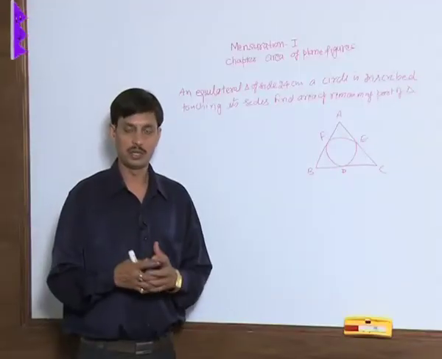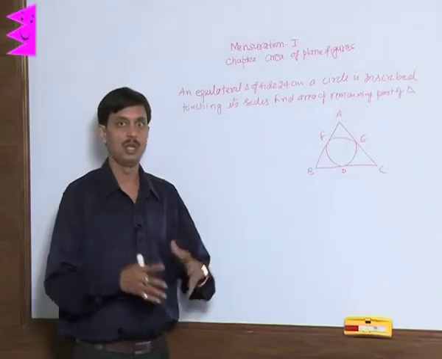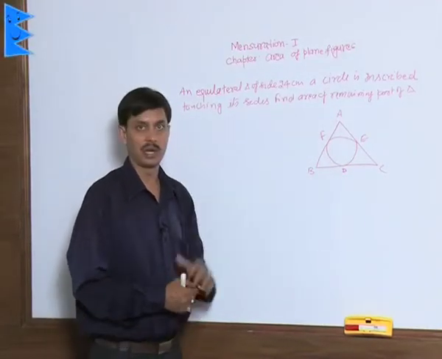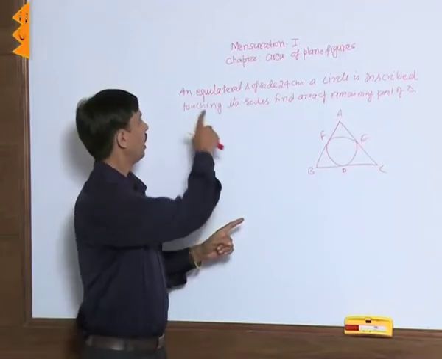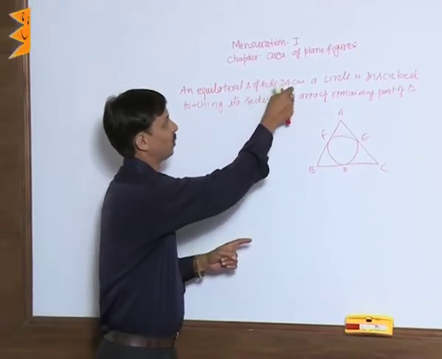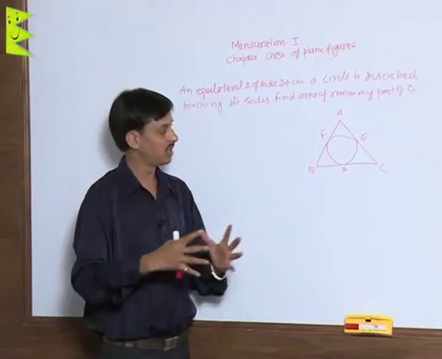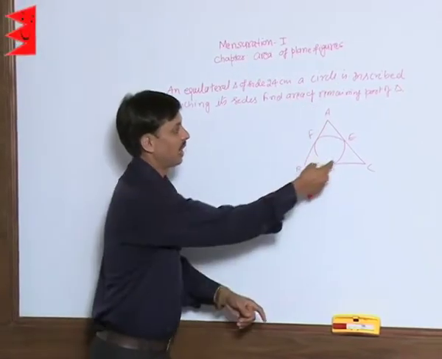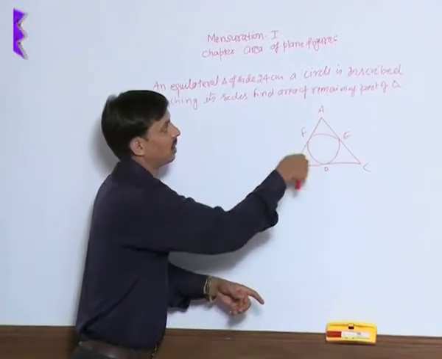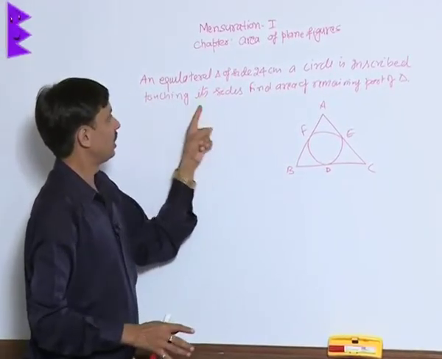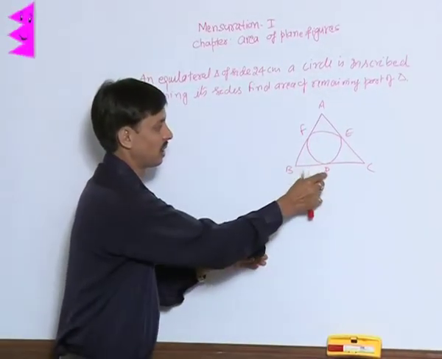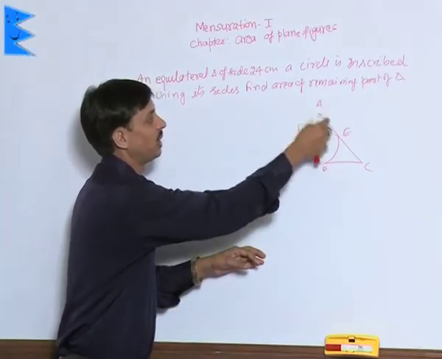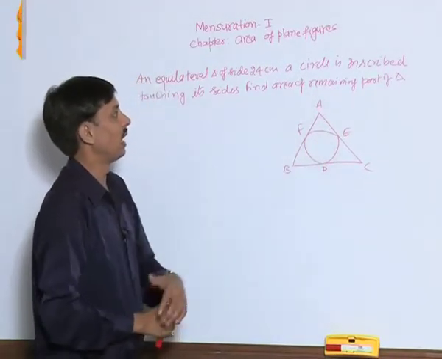Now an important example of mensuration, area of plane figures. ABC is an equilateral triangle of side 24. It means all sides are 24, each angle is 60 degree. A circle is inscribed in this triangle ABC, touching its sides. It is a circle in a triangle, so it is touching all 3 sides: side BC at D, AC at E and AB at F.